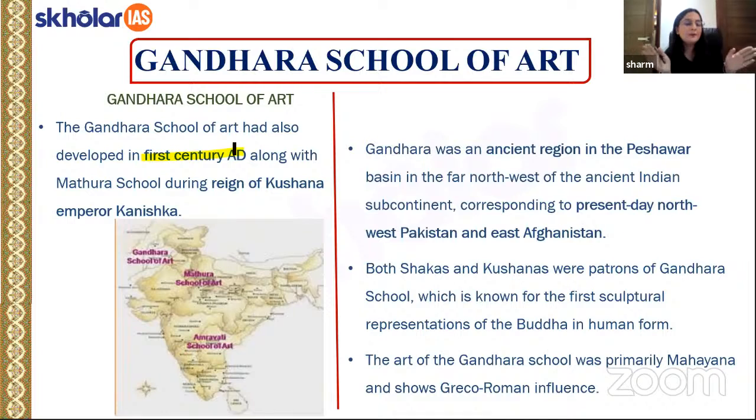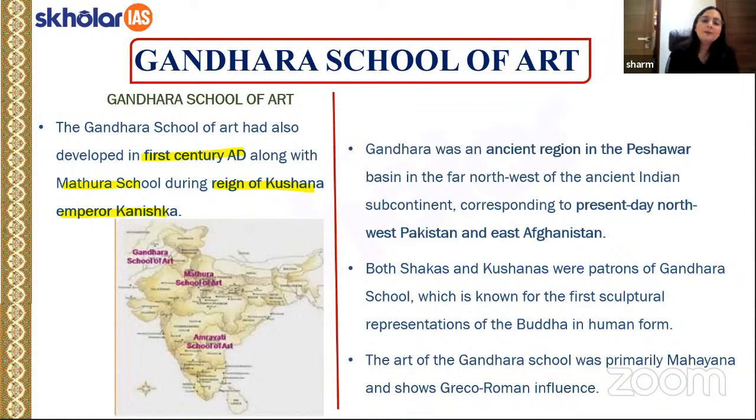However, they were very different from each other, wherein one was indigenous, absolutely indigenous in nature, and on the other hand, the other school, that is the Gandhara school of art, had a lot of influences from other countries as well. All right. So 1st century AD, along with the Mathura school of art, during the reign of Kushan Emperor Kanishka. So the dynasty, because it is the same time period, will be the same dynasty, that is the Kushan dynasty, and the ruler is Kanishka.